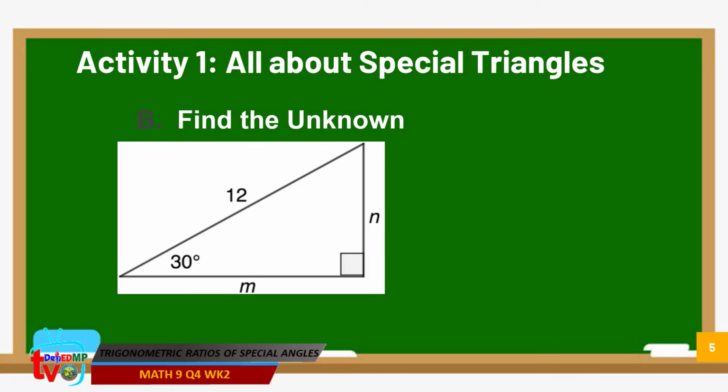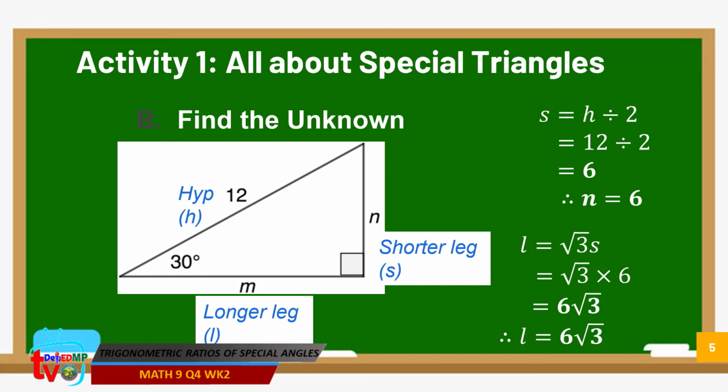In Activity 1B, you are asked to solve 4 triangles. Solve for the unknown sides or angles of the triangles. Shown on the screen is the first triangle. Pause this video, then solve for M and N. Here is the answer for the first triangle. Check if we have the same answers. N, the shorter leg, is equal to 6, and M, the longer leg, is 6 square root of 3.